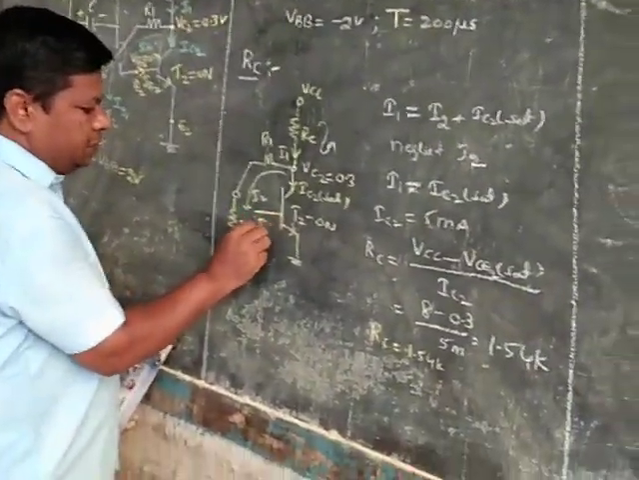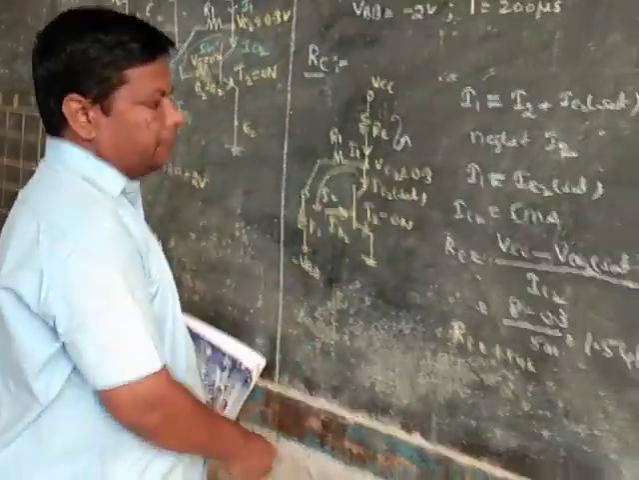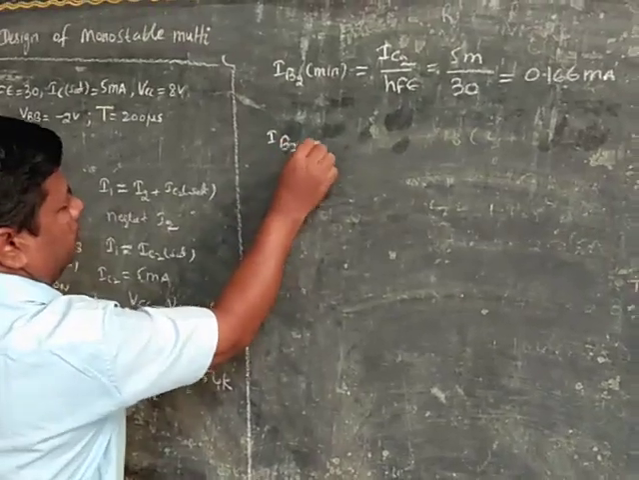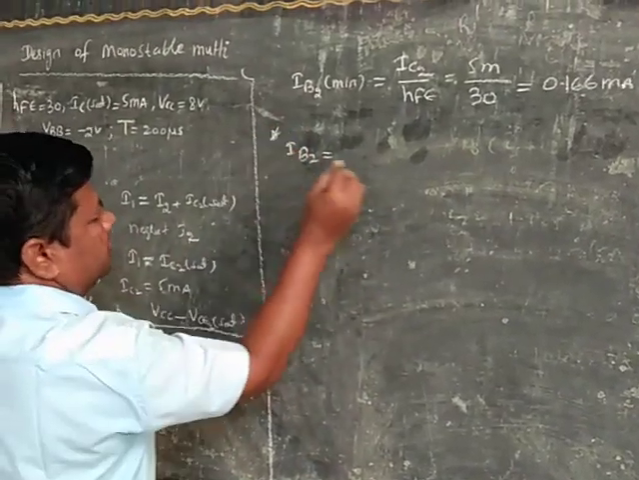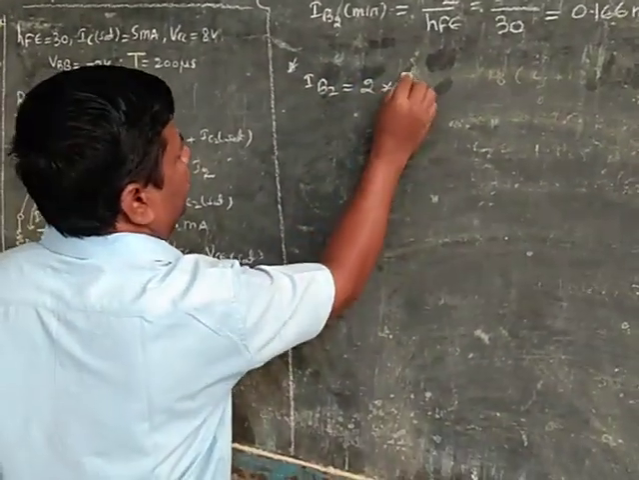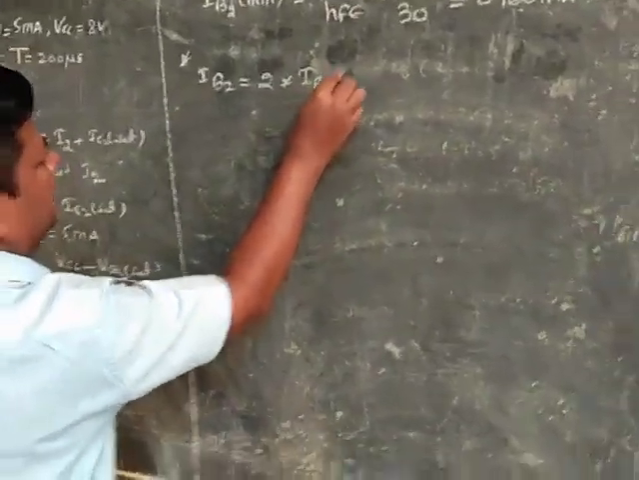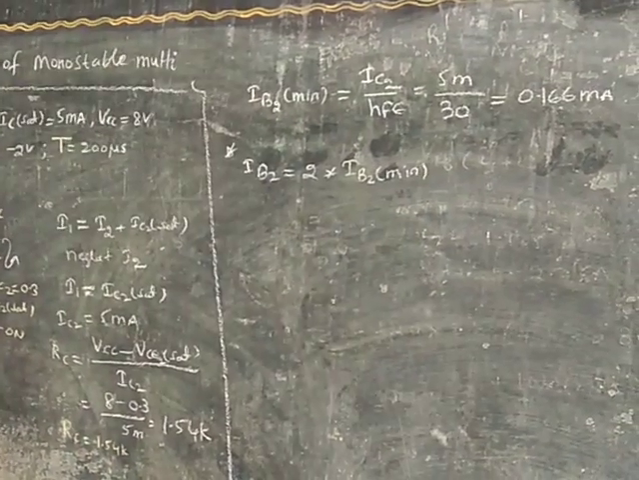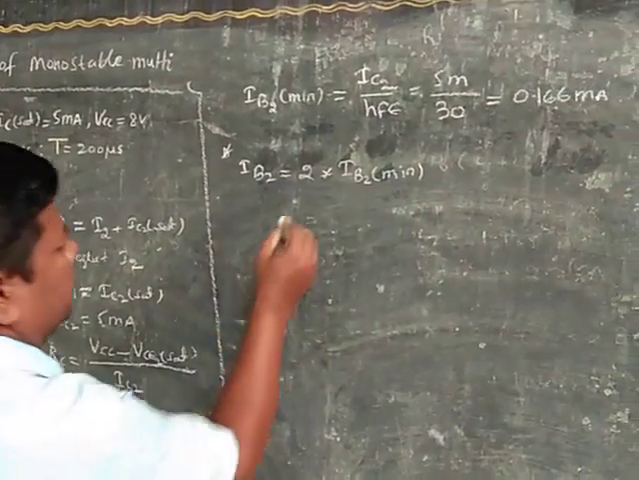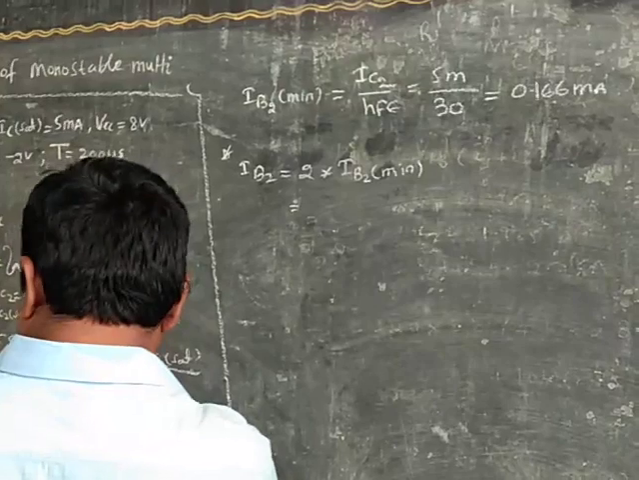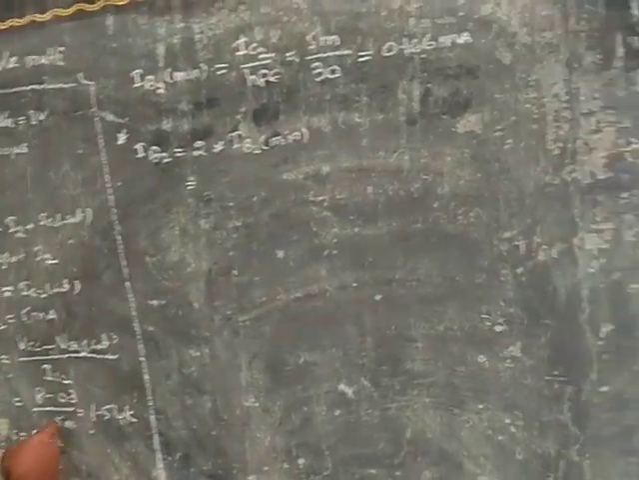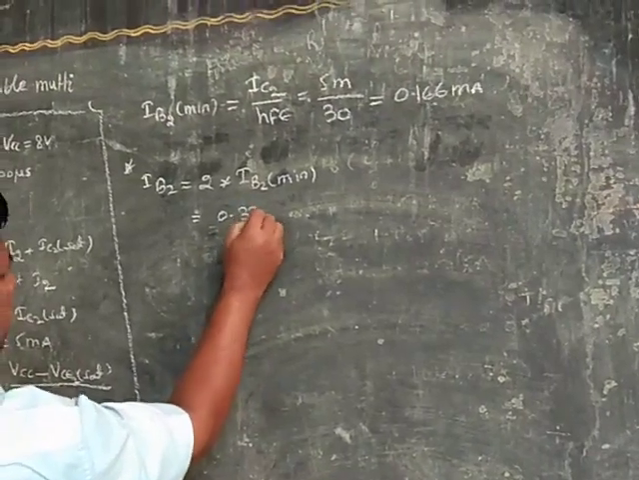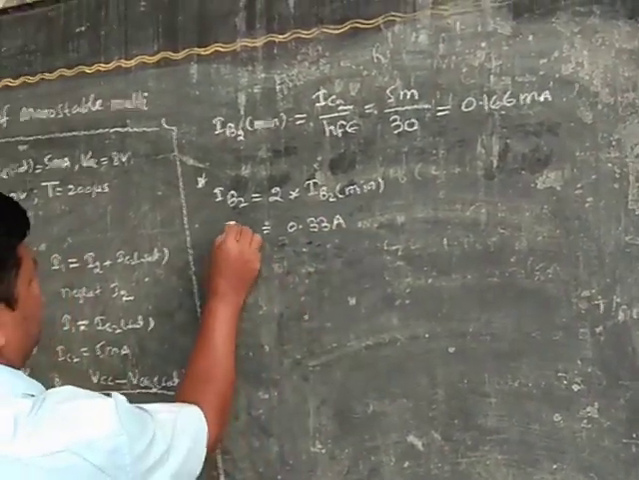Once you know IB2 minimum, the current enters into the base of the T2 transistor, IB2. It is our assumption: either we assume 1.5 times or 2 times maximum. Taking 2 times IB2 minimum, the current IB2 is 0.33 milliamperes.